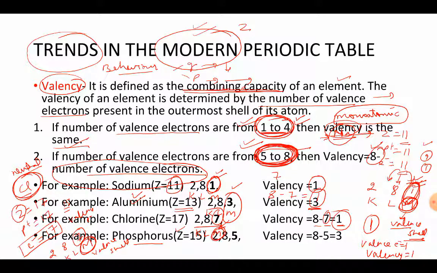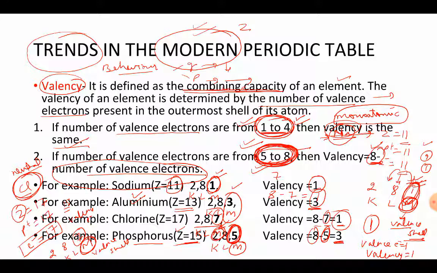Let's talk about phosphorus. The atomic number is 15. Configuration is 2, 8, 5. Again 3 shells are involved. M is the valence shell. 5 is the valence electron. Since 5 is the valence electron, again it goes with the second rule. We'll apply the formula 8 minus the number of valence electrons, and 3 comes out to be the valency. So now we have found a general way to find the valency.